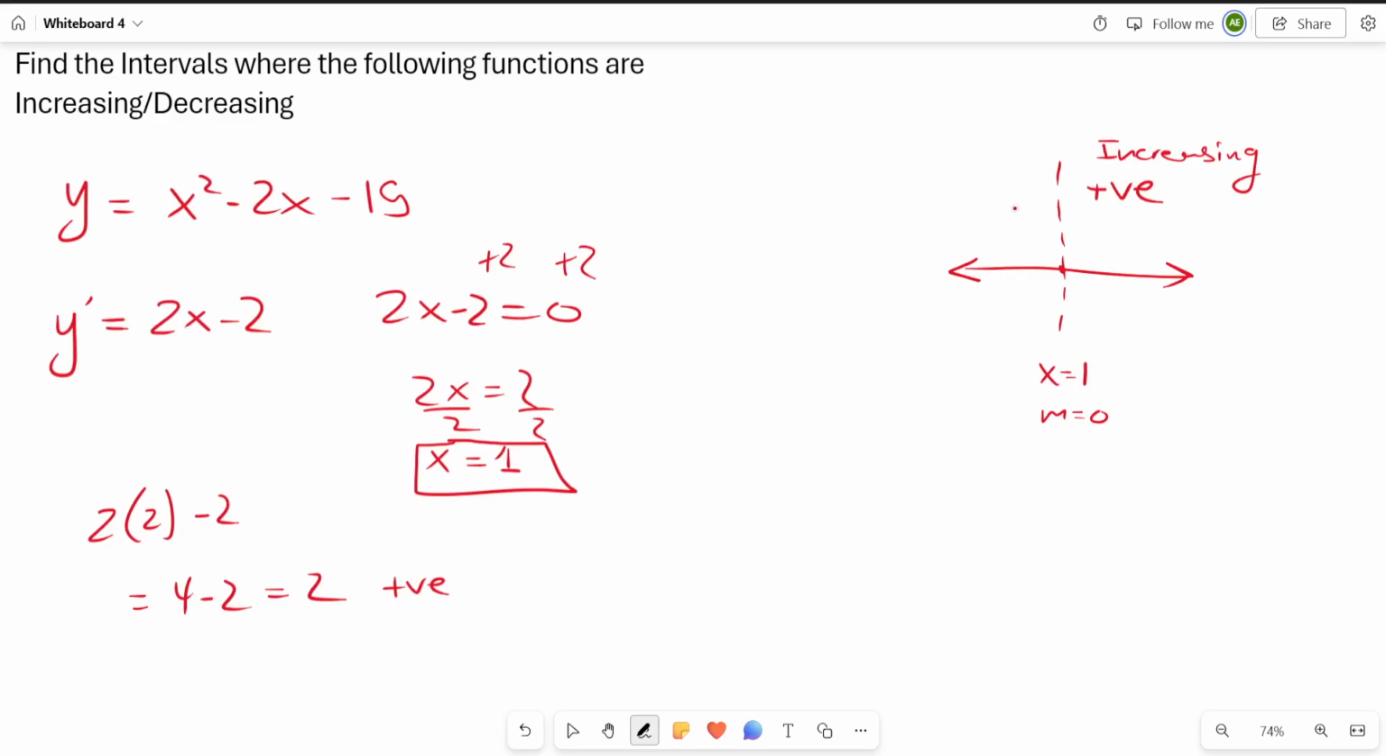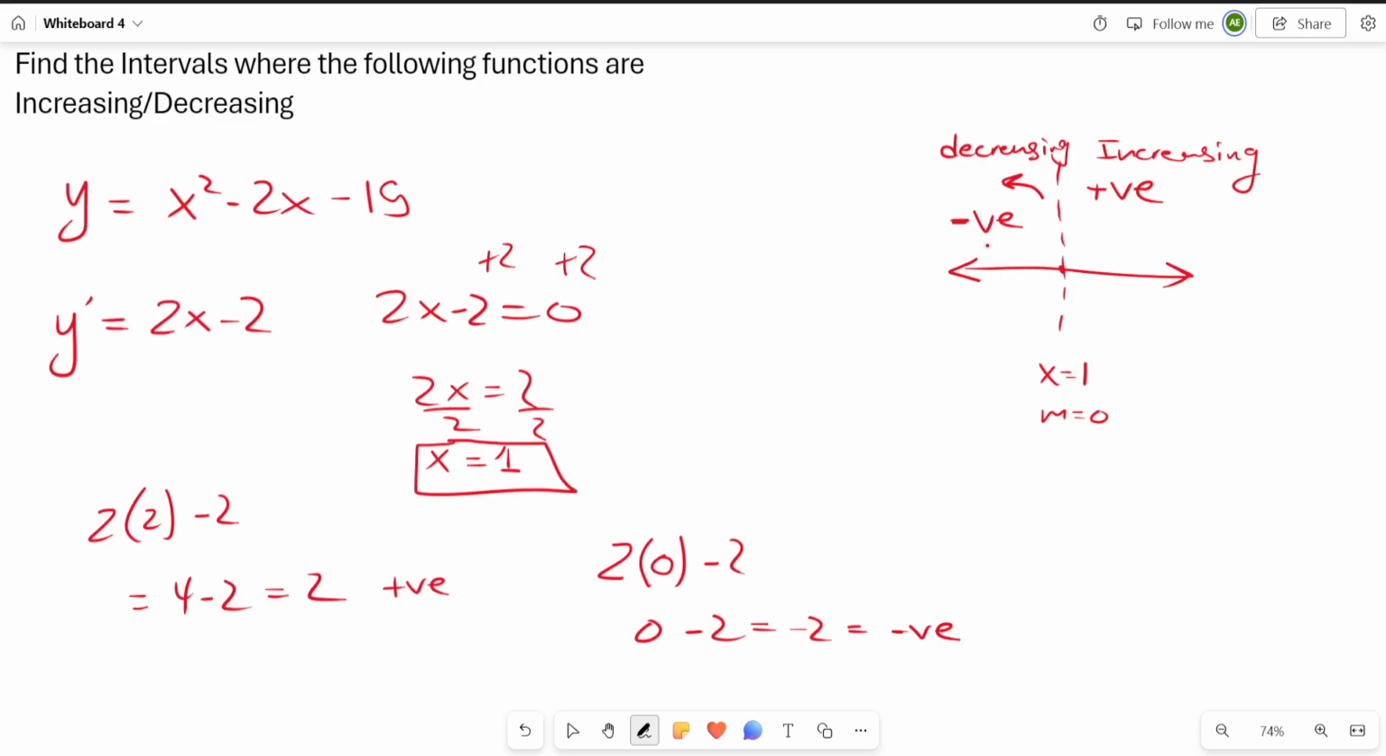And let's test another value of x to the left of x equals 1. So let's test 0, for example. So we have 2 times 0 minus 2. That is going to be 0 minus 2, and this is going to give me a negative 2, which is a negative answer. So I know that the slope here is a negative slope. Hence, this part of the function is decreasing.